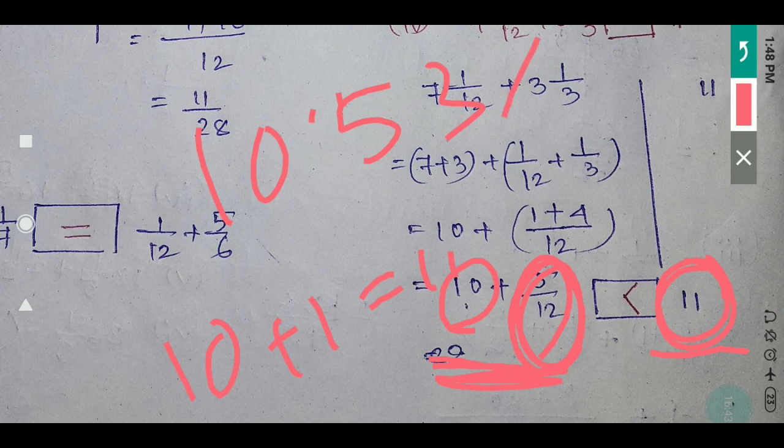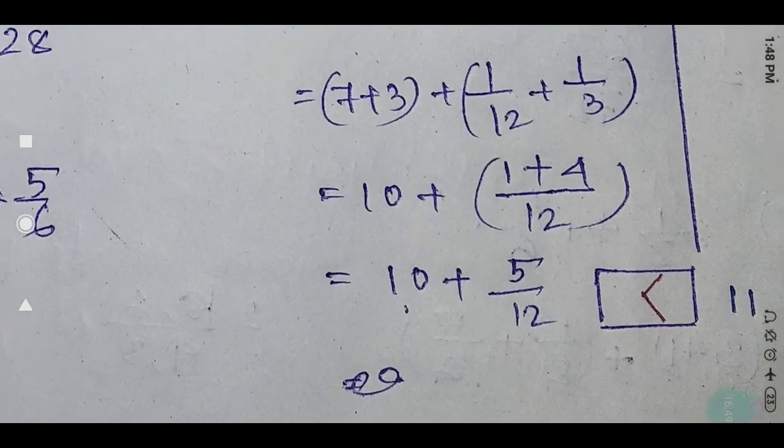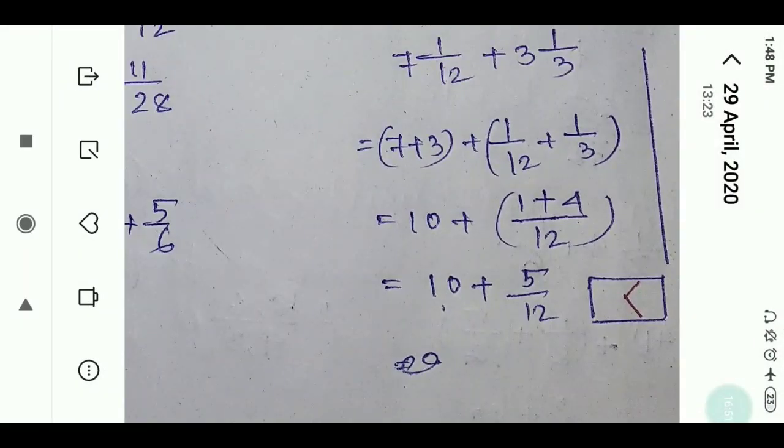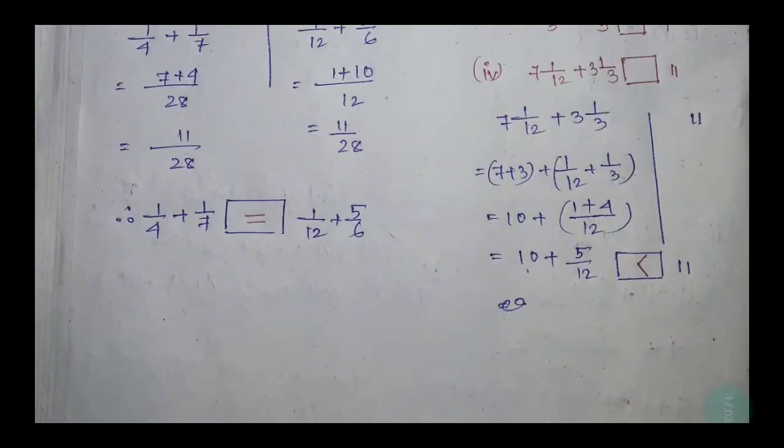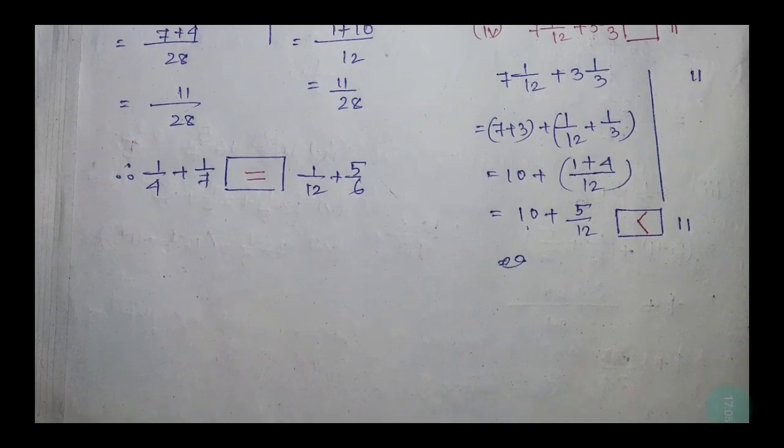On the right hand side it is given 11. So without solving here, no need to do the division; simply check that here it is 10 plus 5/12, which means 10 point some decimal number, and in the right hand side it is given 11. So which one will be bigger? Obviously 11 will be bigger. So with this, your question number 4 is completed.